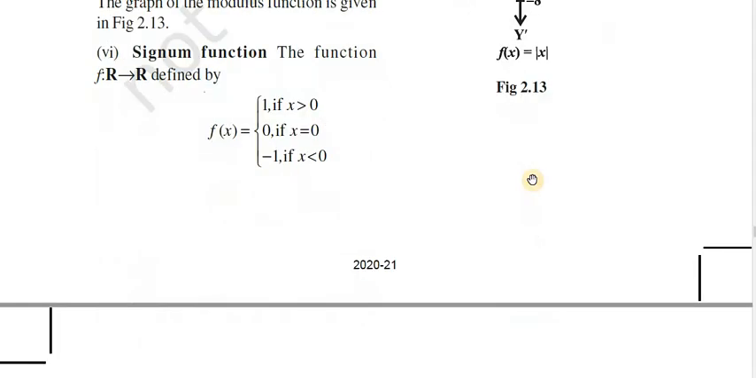Next, you can go to the signum function. Signum function is just defined like this only. If x is greater than 0, it is 1. If x is equal to 0, it is 0. If x is less than 0, it is minus 1.